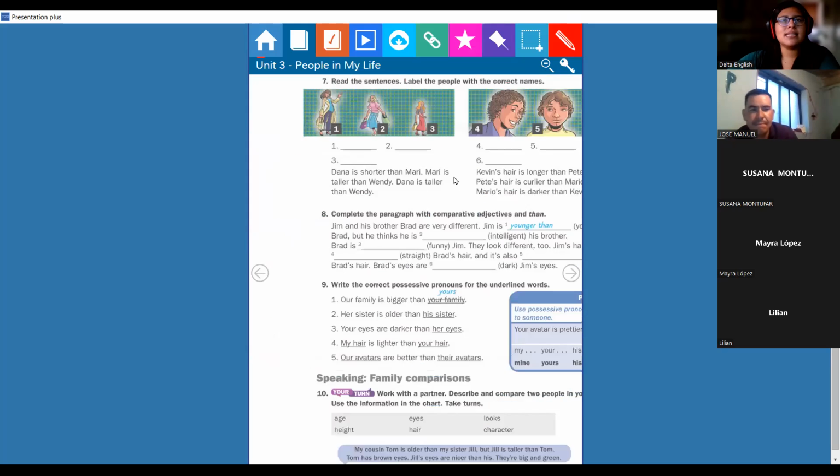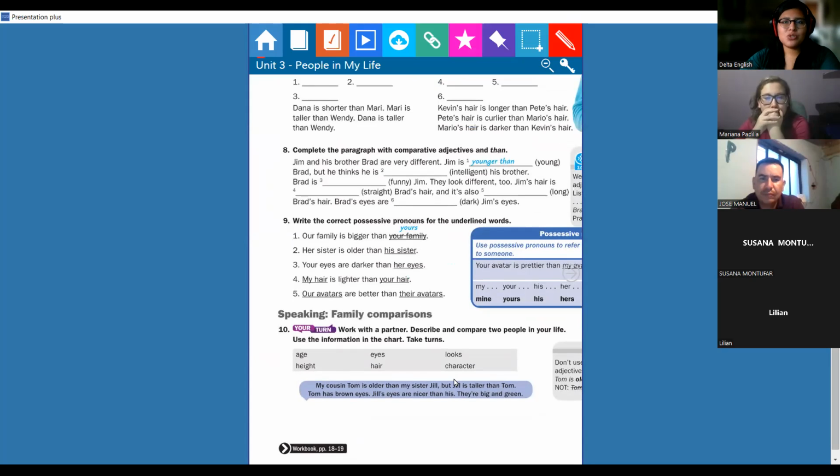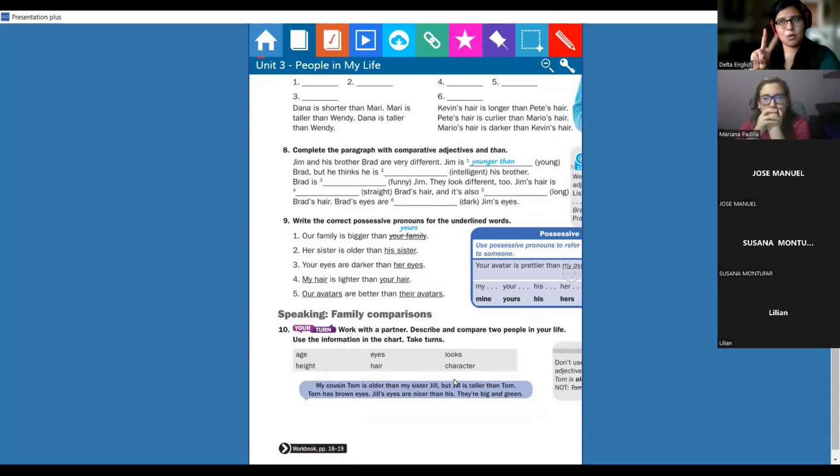We're going to practice those comparisons, and we're also going to practice using those possessive pronouns. So what are we going to do? We're going to choose 2 people that you know, people in your life. It can be your grandma and your aunt. It can be your sister and your mom. It can be your dad and your best friend. 2 people that you know, and you're going to compare them.